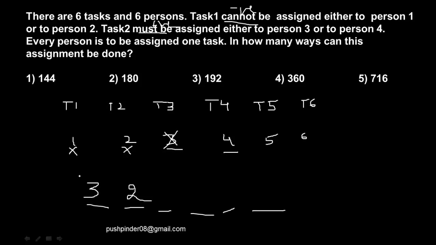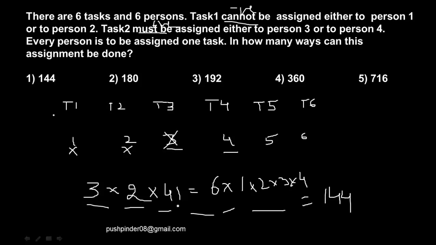So I hope everyone is understanding, right? So now how many tasks are left? There are 4 tasks left. And how many people are left? There are 4 people left. No condition, 4 factorial, right? So I hope everyone is understanding. So even if we calculate that, that is 1 into 2 into 3 into 4, right? So this is the definition of 4 factorial. So that is 12 and 72 and 144, right?